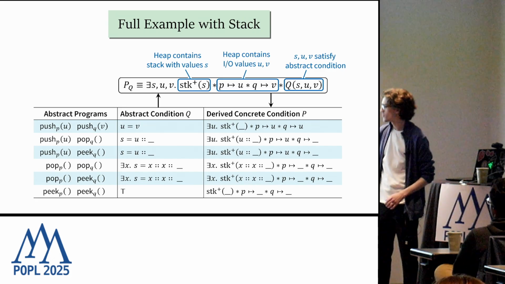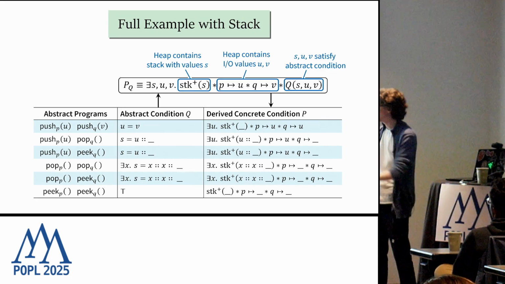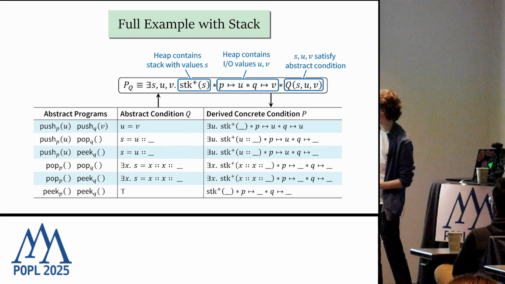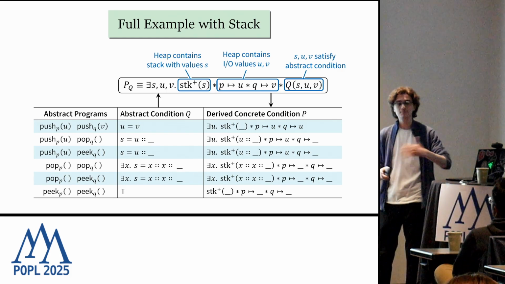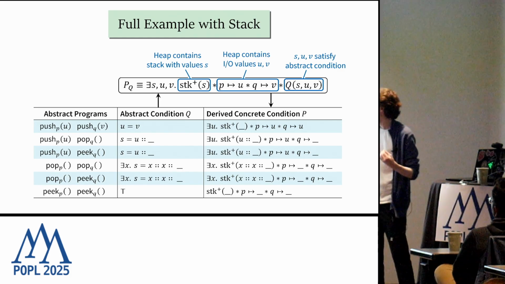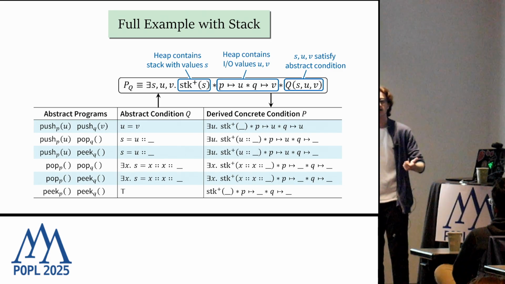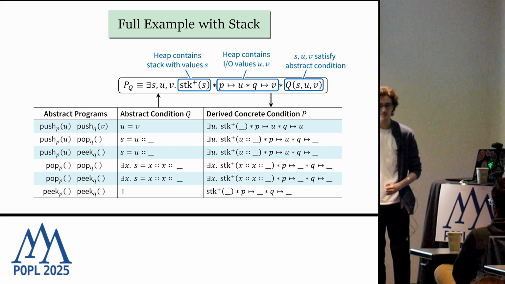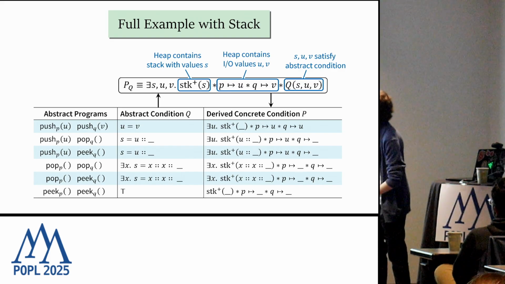Note, for example, that for peek and peek, we get that they always commute in the abstract space. But what that translates to in the concrete space is that we at a minimum need that the initial heap has some valid stack and some valid input-output cells. And then the rest doesn't matter because the abstract condition was true.